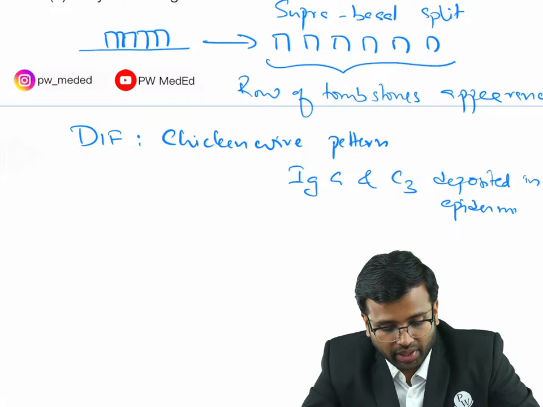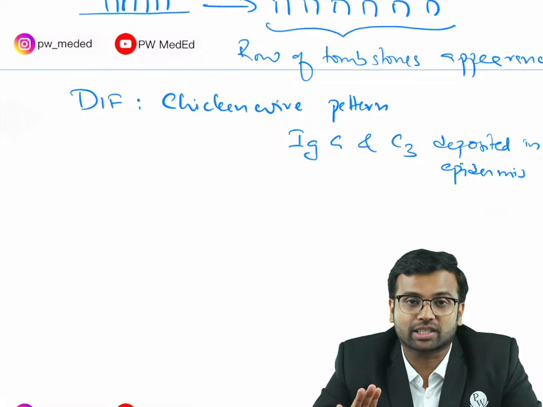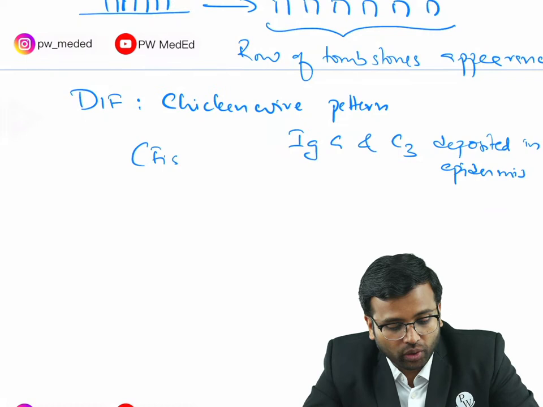Very good. So please make sure that you don't make a mistake. There is no linear pattern. The correct answer would be, it can be compared to a chicken wire, or you can compare it to a fish net.